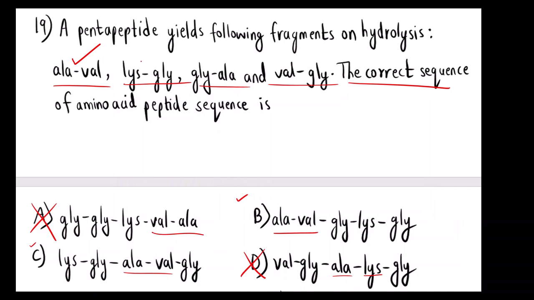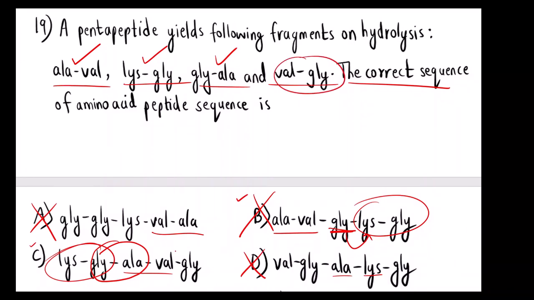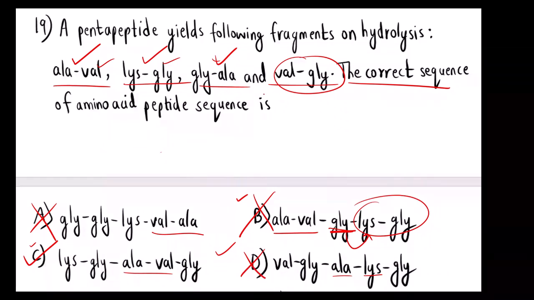This is done. Next is lysine, glycine. Yes, here lysine, glycine, correct. Next is glycine, alanine. Yes, glycine, alanine is present here. Here there is no glycine, alanine, there is glycine, lysine. This is incorrect. Last one, valine, glycine. So all the fragments can be obtained from this peptide chain. Now the question is, how can I get so many fragments from a single peptide chain? There will not be only one fragment, there will be some 100 or 1000 or n number of fragments. So that is how we are getting different fragments. The correct answer for this is option C.